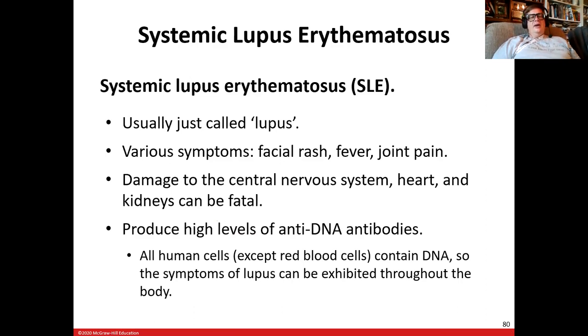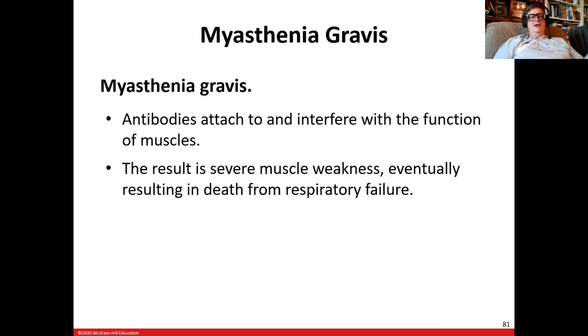Okay. Systemic lupus erythematosus. Most people call it lupus. Facial rash, kind of a red butterfly thing going on. Fever, joint pain, but it's not just a skin thing. It can attack the central nervous system, the heart, the kidneys. It can kill you. You're making antibodies that attack DNA, and since almost all the cells in the body have DNA, lupus can show up anywhere in the body. It's bad.